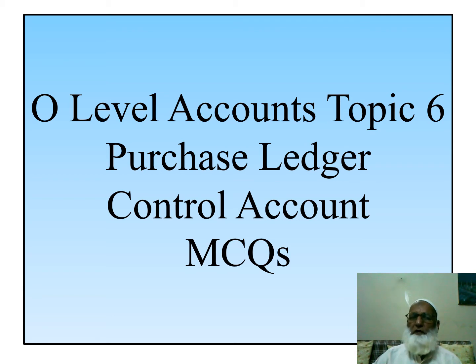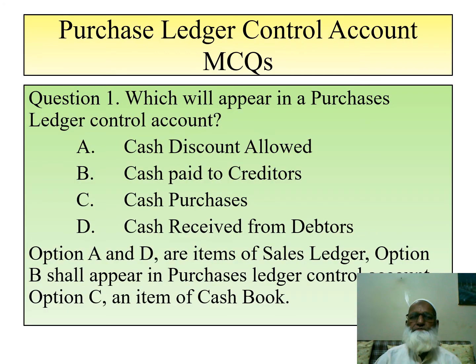Now we go to the next slide. This is our first question. Question number 1, which will appear in a purchases ledger control account. 4 options are given: A, B, C and D.